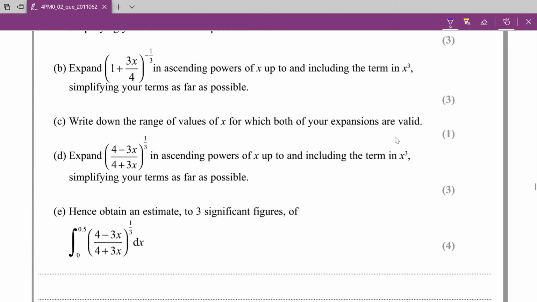And then write down the range of values of x for which both your expansions are valid. So obviously this is going to be the kind of thing where you've got to use the rule that the absolute value of x has got to be less than 1 if you're using the expansion 1 plus x to the power of n. And finally it says expand (4 minus 3x over 4 plus 3x) to the power of 1 over 3 in ascending powers of x up to and including the term in x cubed.